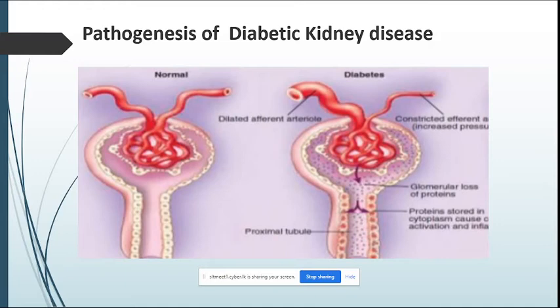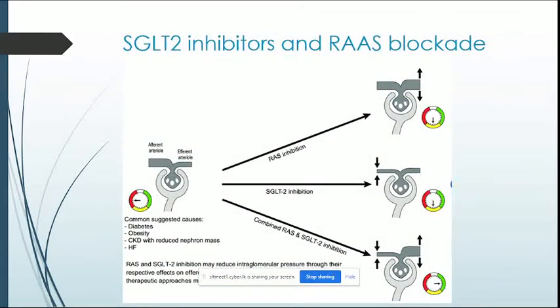When you look at the diabetic kidney disease pathogenesis, on your left-hand side you see the normal glomerular microcirculation. When there is diabetes, the afferent arteriole is dilated and the efferent arteriole is constricted. Thereby, there is an increased intraglomerular pressure, which in turn causes albuminuria or proteinuria. This is how diabetic kidney disease occurs.